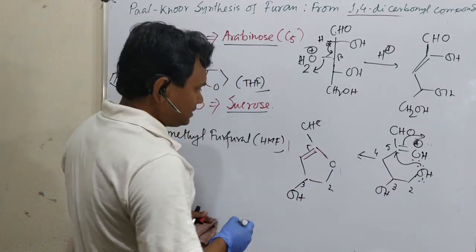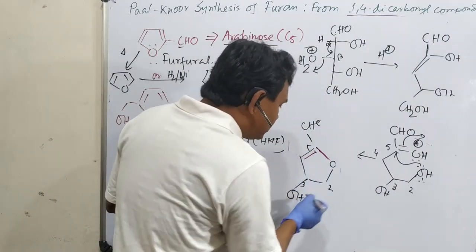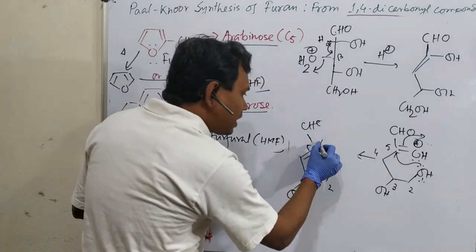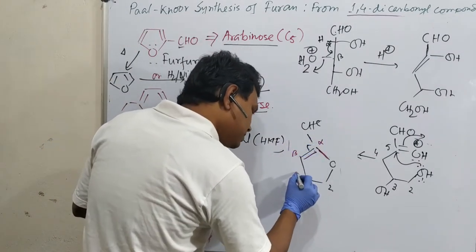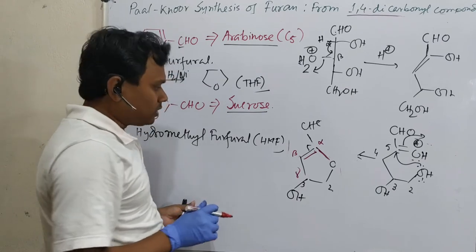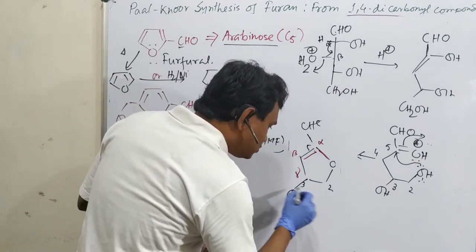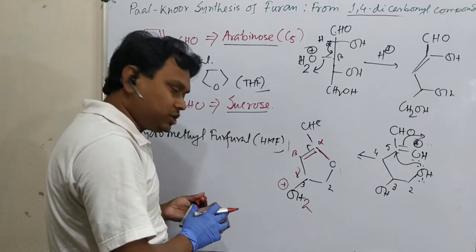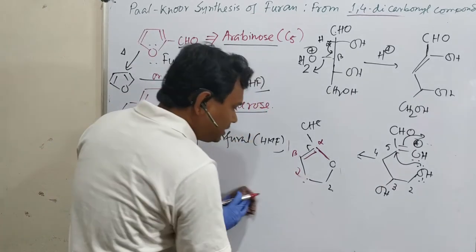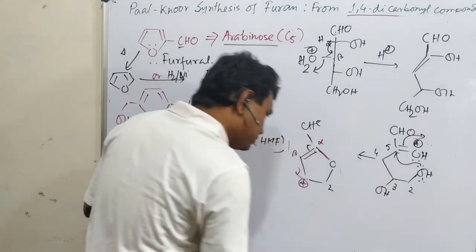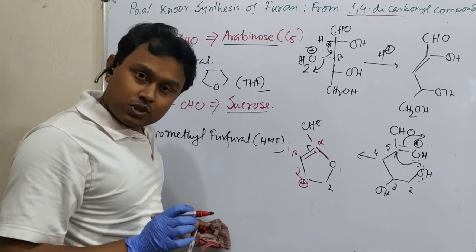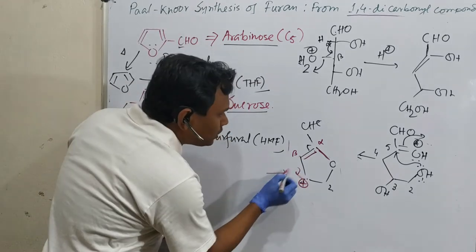Now, in next stage, see, this is also, actually this is alpha. This is beta, this is gamma. Okay, so in presence of acid, this will also undergo OH2+ formation. Then it will leave and produce a positive charge here. How this positive charge is stabilized? Stabilized by the conjugation of this double bond.